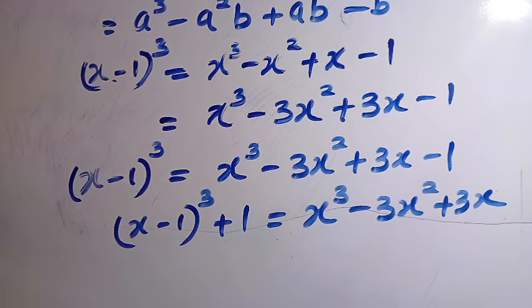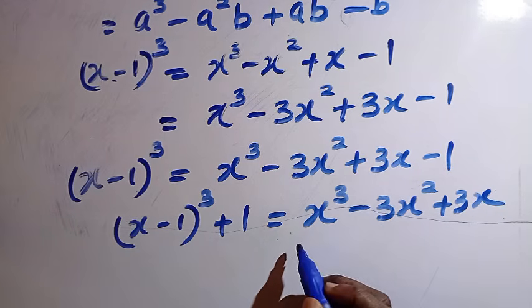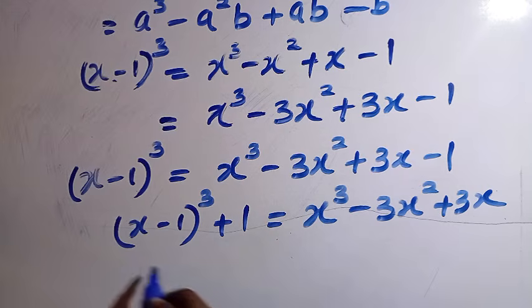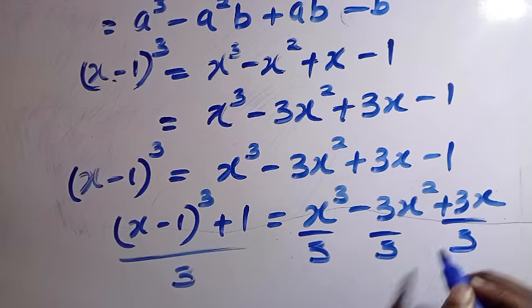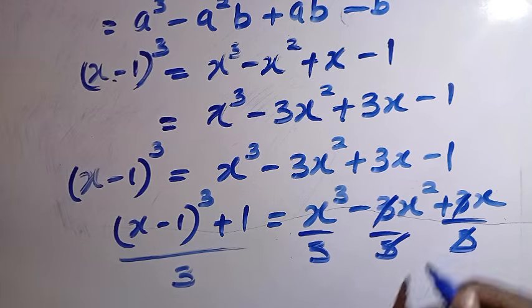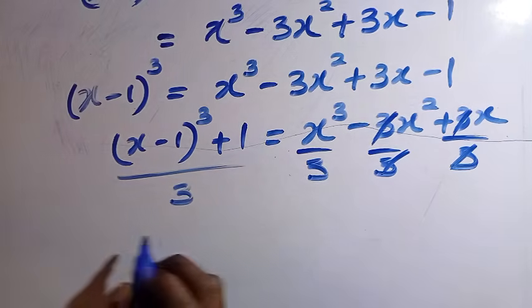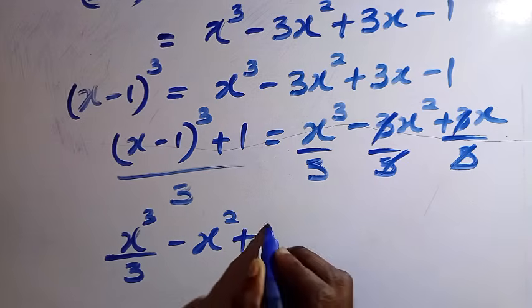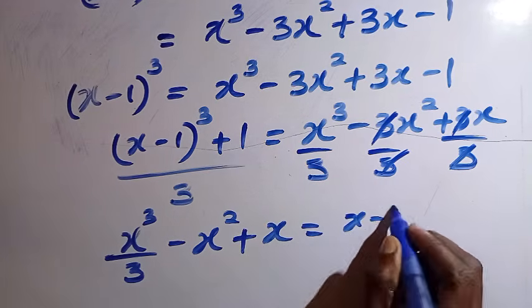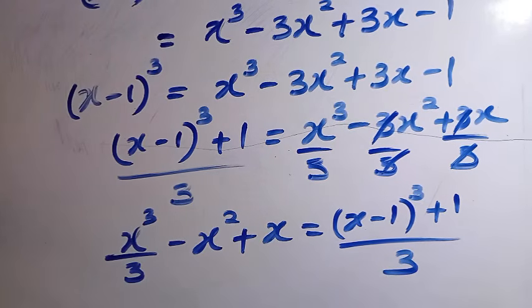So this is trying to look at like what we have above, but it does not completely look like that. All these are having coefficient of 3, and this is divided by 3. So it means we have to divide everything by 3. If I divide every single term by 3, we have over 3, over 3, and over 3. So 3 cancels 3 here, 3 also cancels 3 here. So therefore, we are going to have the whole of this, which is x power of 3 over 3 minus x squared plus x, everything equals x minus 1 power of 3 plus 1, divided by 3. So it makes sense.